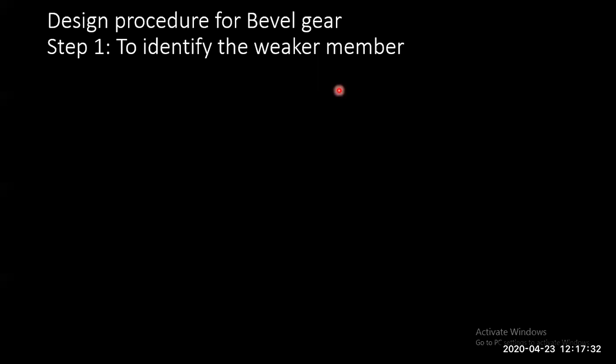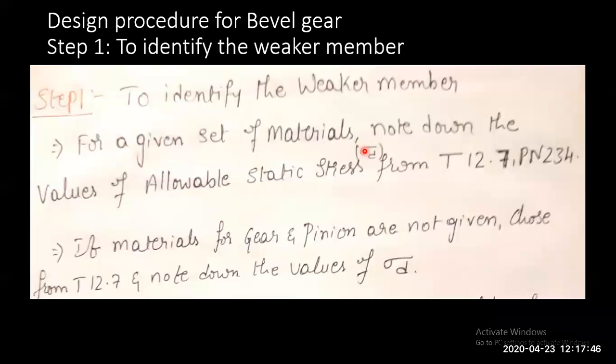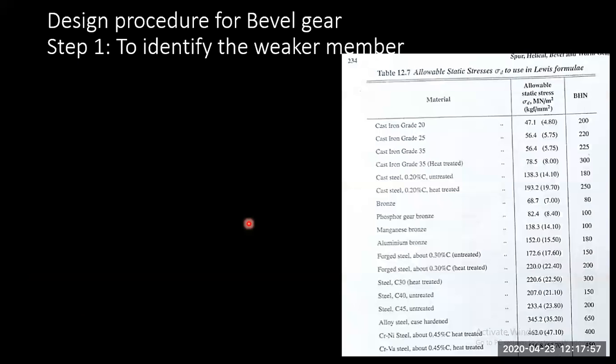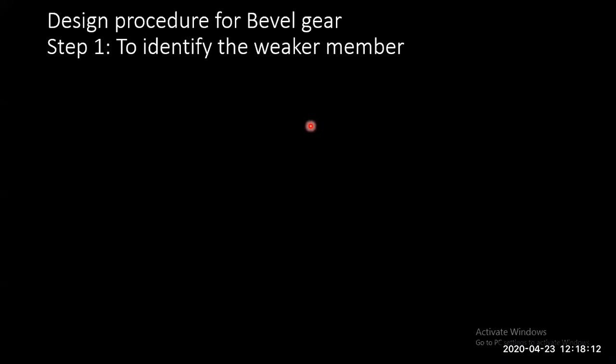So this is where we start off when we start with the numerical. Step one is you need to identify the weaker member. This is synonymous to the previous two gears which we solved, right? So in step one, you need to source the allowable static stress, similar to the previous case, from table 12.7. So this is table 12.7. Depending on what material is given in the numerical, you need to source the allowable static stress and take that value. Right? So that is about step one.